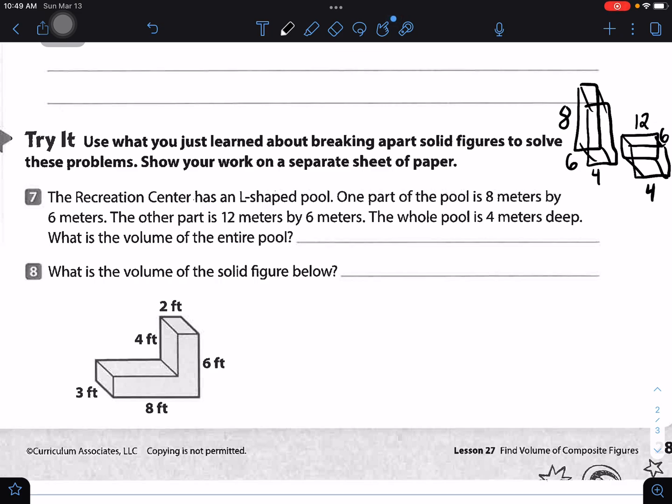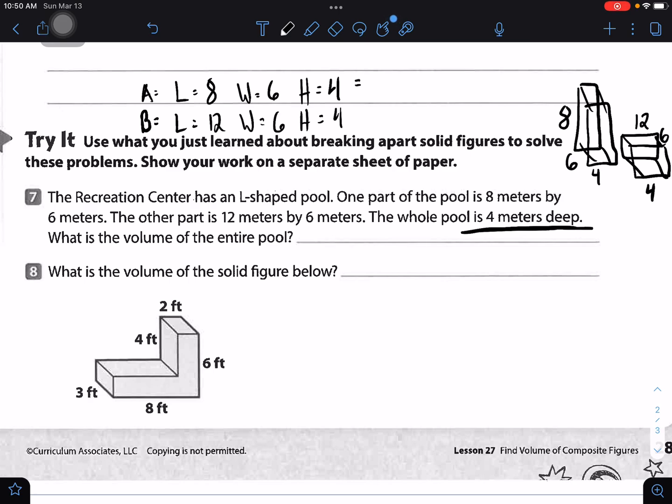So notice that I'm given for one part of the pool, let's call it A, I have a length of 8, I have a width of 6, and my height is the same for both because deep or depth is the same thing as height, so there's 4. And my second shape, I have a length of 12, a width of 6, and then a height of still 4. So now I just have to do a little multiplication to figure it out.